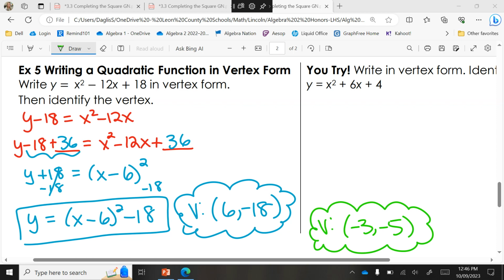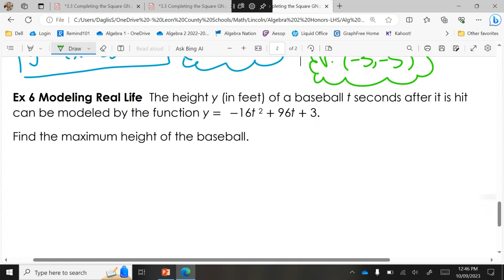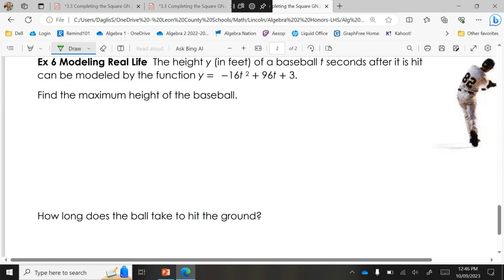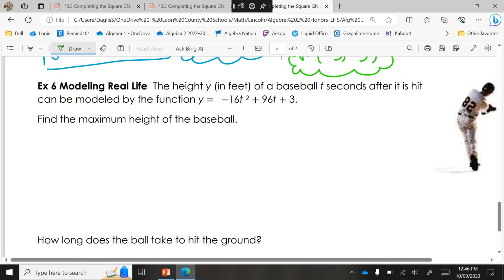All right, we are going to start number 6. We'll probably get through the first half, and then we'll finish the second half of the warm-up when y'all come in here tomorrow. Okay.